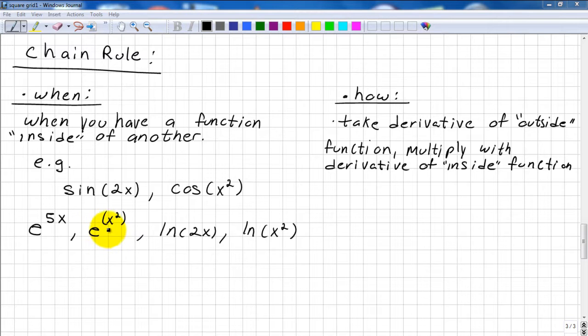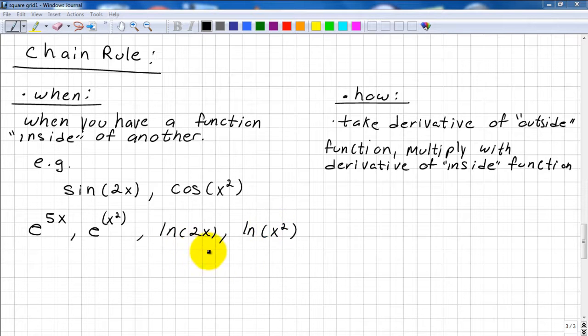Another example, e to the x squared. Once again, e to some function is the outside function, x squared is the inside function. We can also have something like the ln of 2x, where 2x would be the inside function, the ln of something is the outside function. Or something like ln of x squared or any other power. So x squared is the inside function, ln of something is the outside function.